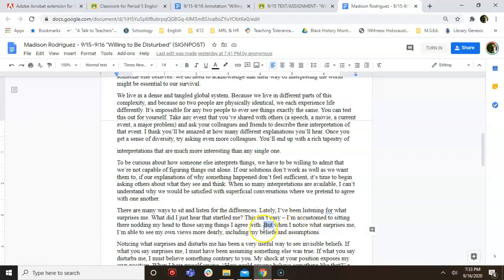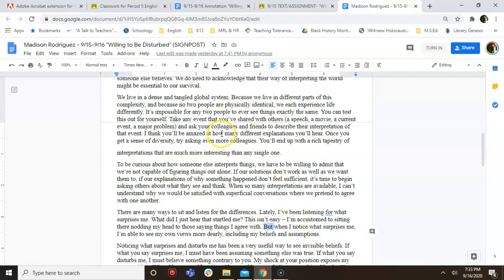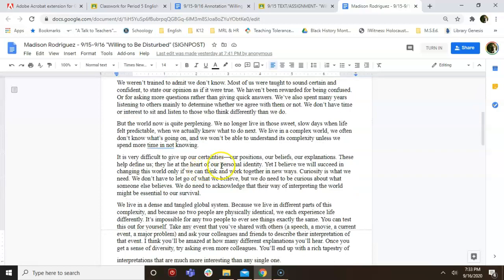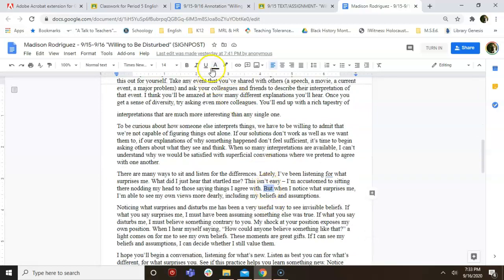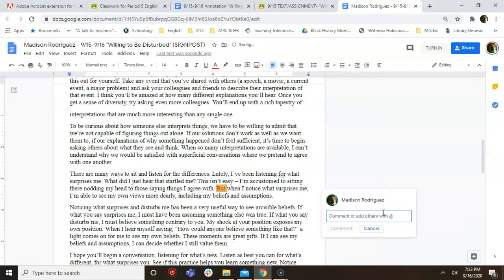but. Because I'm looking for contrast and contradiction, I want to check the color, and I want to make it red. There it is. Now the moment that I highlight something, you can also see that a little plus sign comes up, so I want to add a comment.